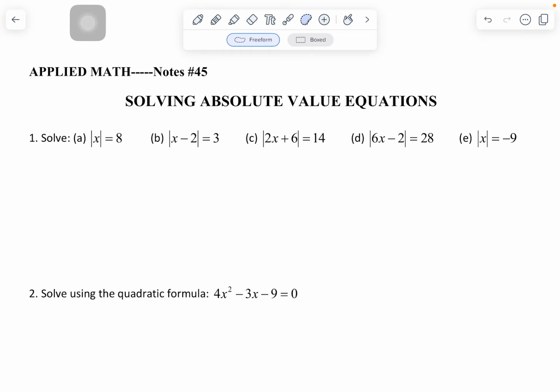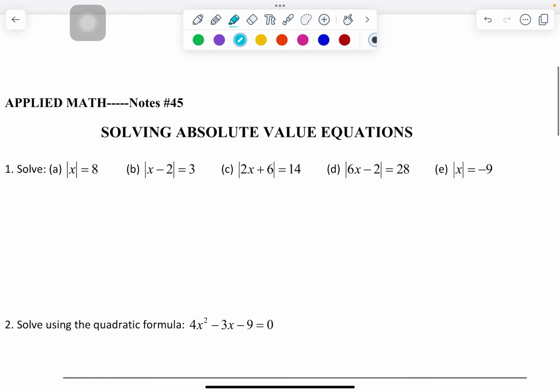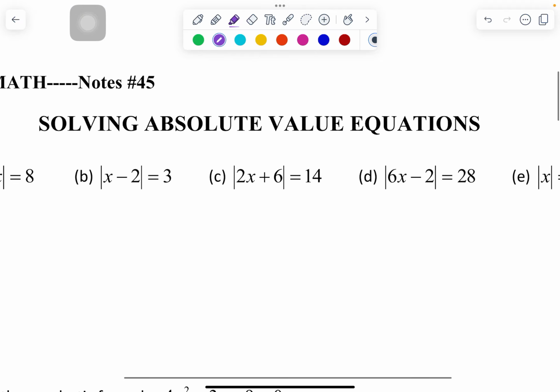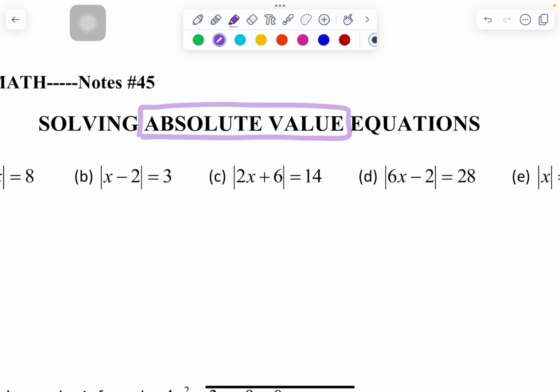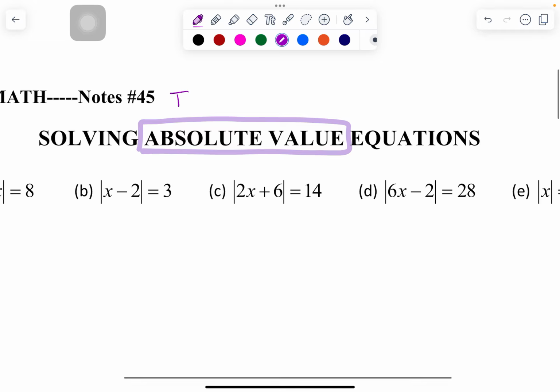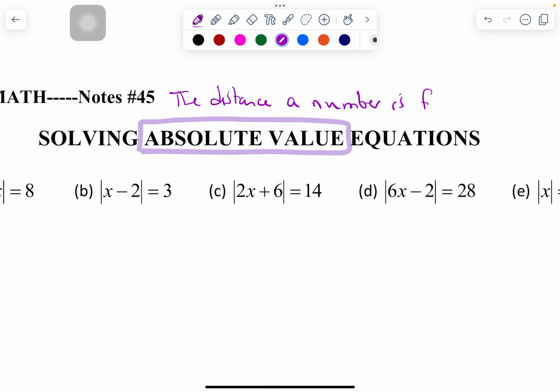All right, this is going to be the first video for Notes 45. We're going to solve these first problems on absolute value. And the first thing I want to talk about is, by definition, what absolute value is. So absolute value is the distance a number is from 0.